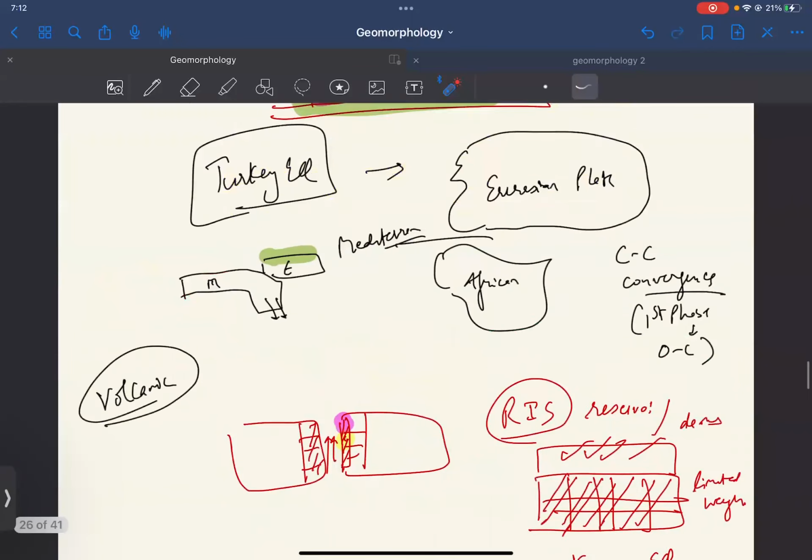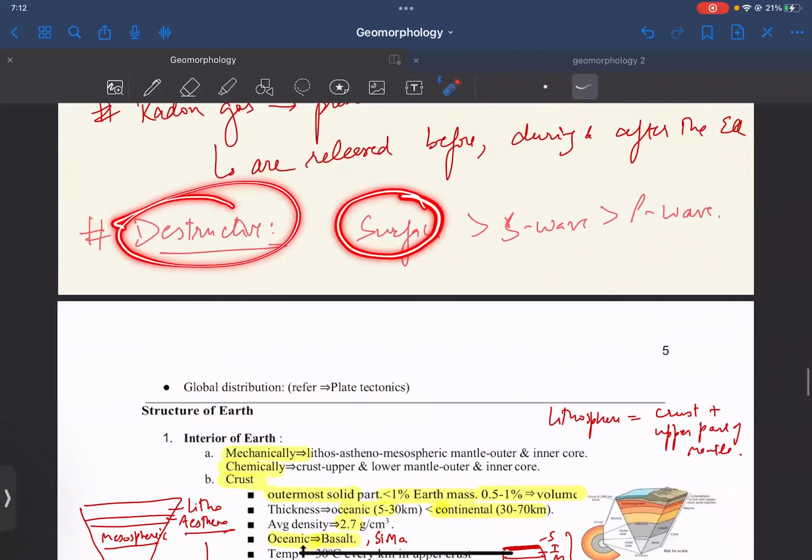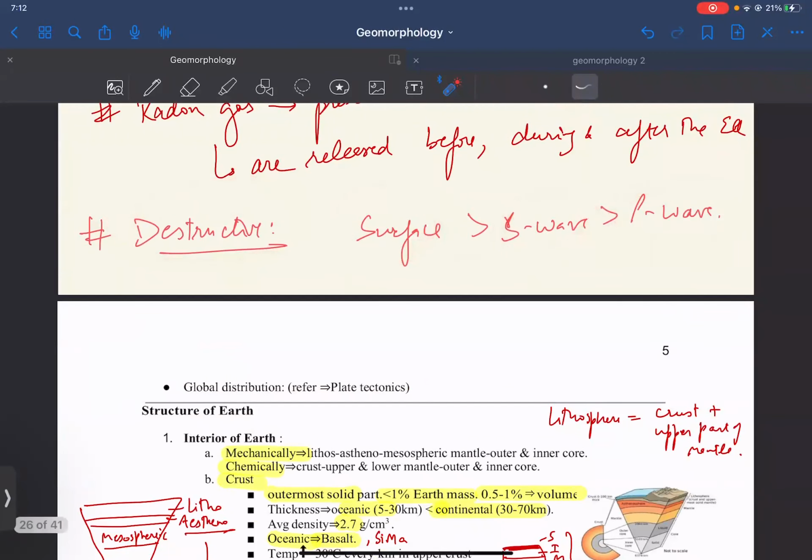Alright. Then, in order of destructiveness, surface waves are more destructive than S waves, then P waves. Keep this in mind.